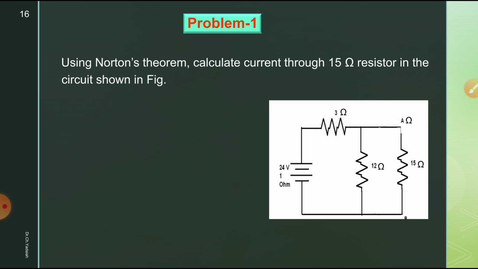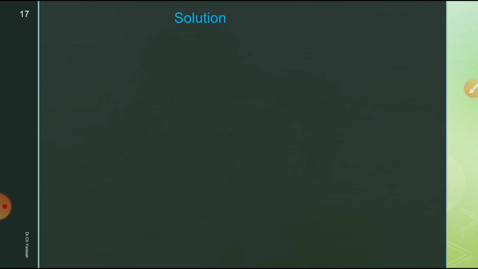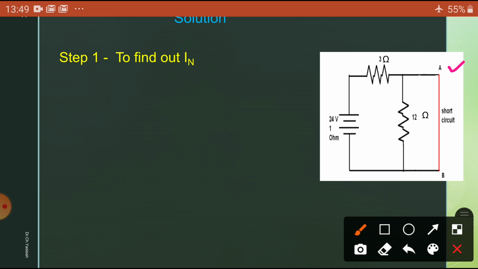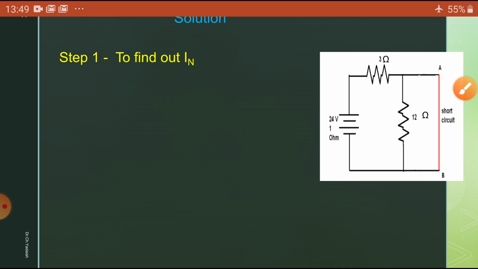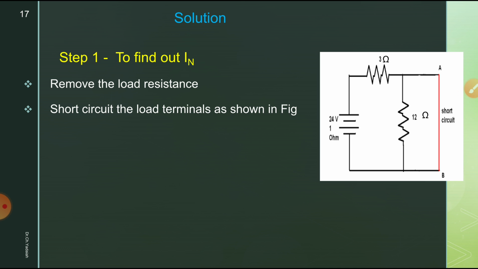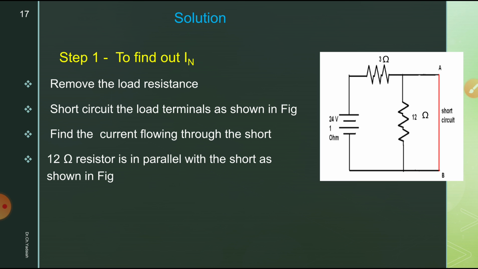Okay, you can see here. So how we are going to animate the solution here. To find the unknown in the problem, the first step is to calculate the Norton's equivalent current. Here, what he has done is simply shorted the AB terminals. Remove the load resistance and short circuit the load terminals as shown in the figure. Find the current flowing through the short, that is, the 12 ohm resistor in parallel with the short as shown in the figure.